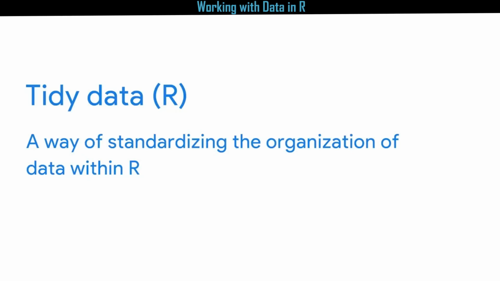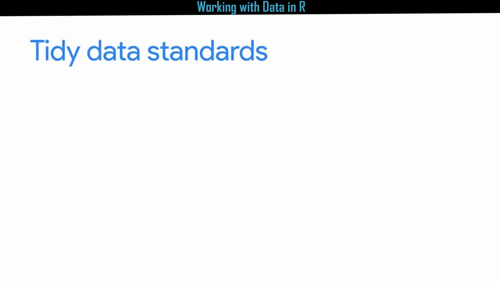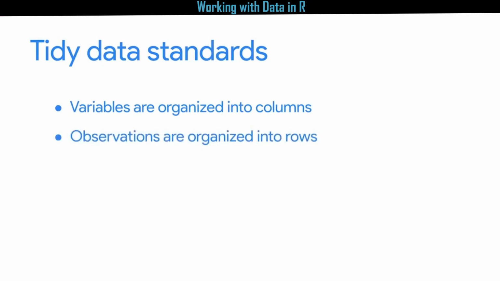Consistent data structures like data frames make it easier to operate on an entire data set. Tidy data refers to the principles that make data structures meaningful and easy to understand. It's a way of standardizing the organization of data within R. These standards are pretty straightforward. Variables are organized into columns, observations are organized into rows, and each value must have its own cell. Now that you know a little more about data frames, let's start using them. Coming up, I'll teach you how to create data frames, add data to them, and expand them.